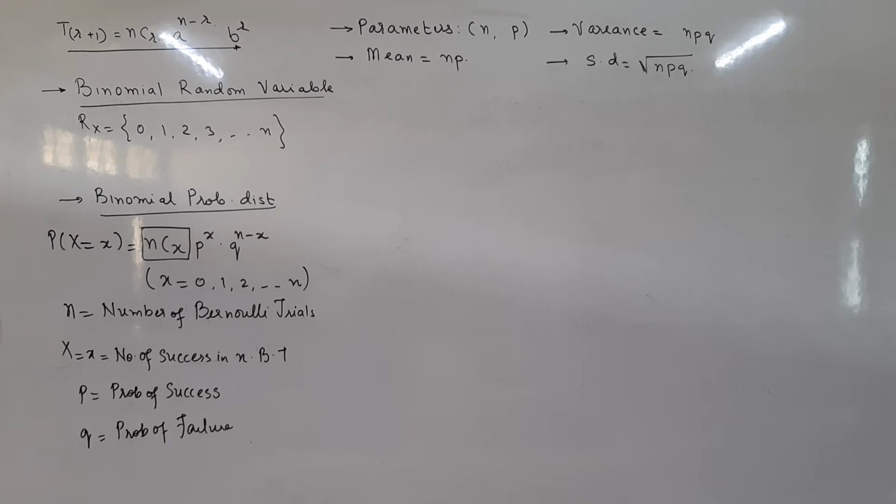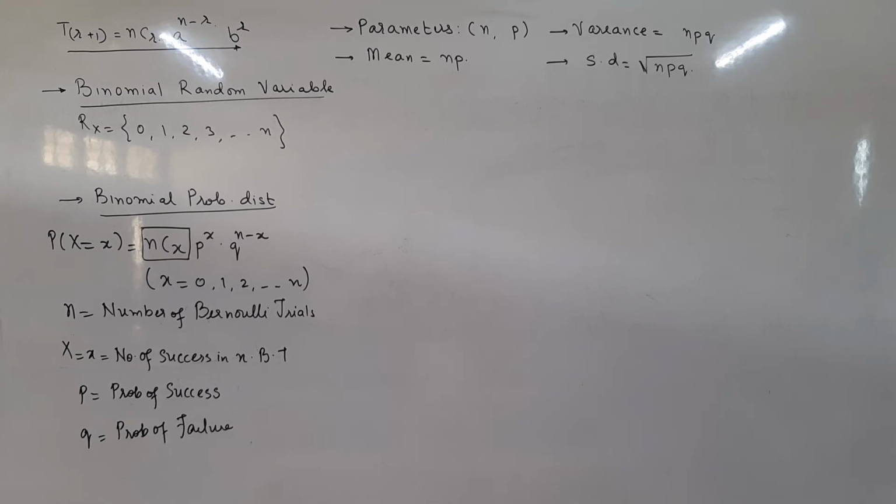Once again, let us revise these four fundamental basic formulas. What are the parameters of a binomial distribution? n and p. What is the mean, the number of successes? n into p. What is the variance of a binomial probability distribution? npq. And what is the standard deviation of a binomial probability distribution? Then students, the answer is the positive square root of npq.